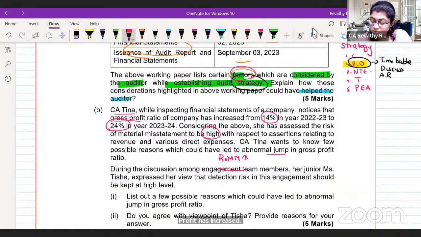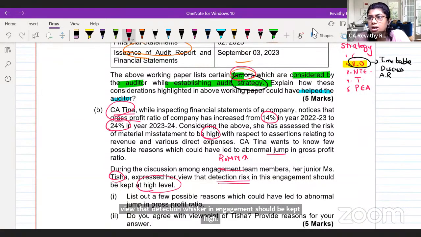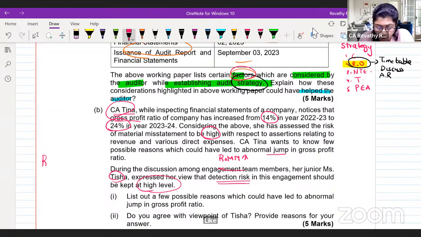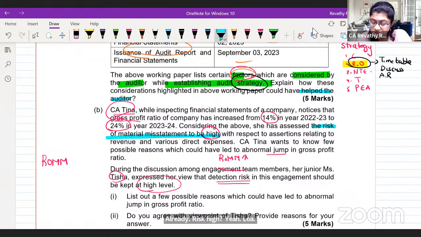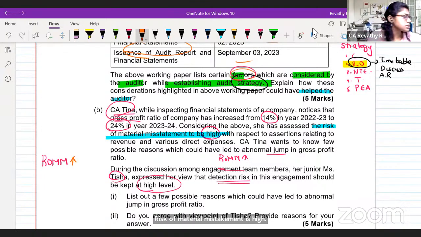During the discussion among the engagement team, her junior, Miss Tisha, expressed the view that detection risk in the engagement should be kept high. Now, can you say whether Tisha is correct or incorrect? ROMM is high, so detection risk should be lower. Risk of material misstatement is high. So which SA came to your mind?